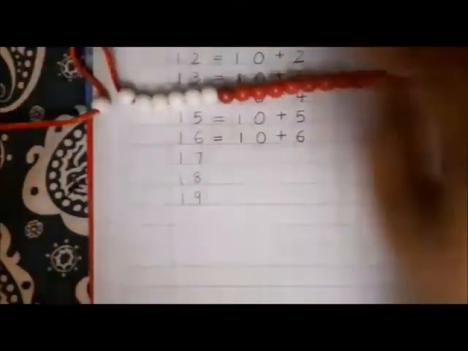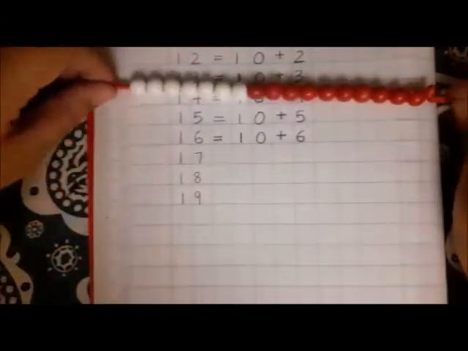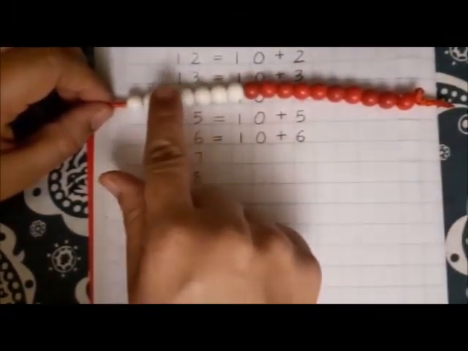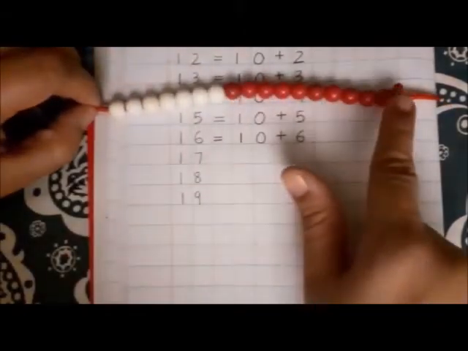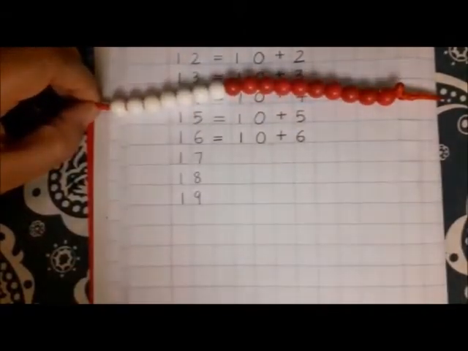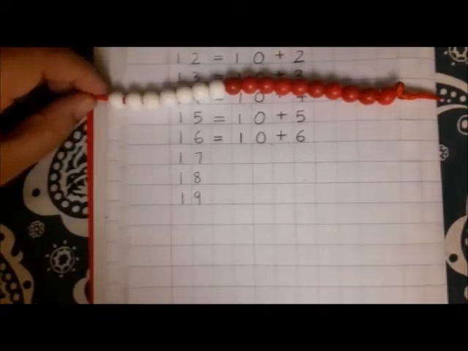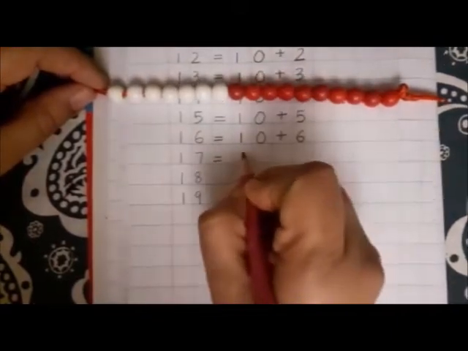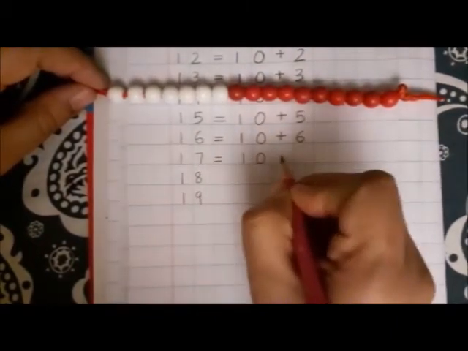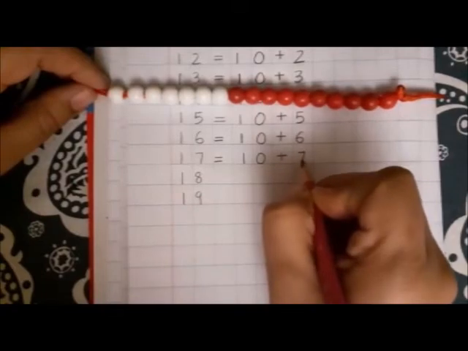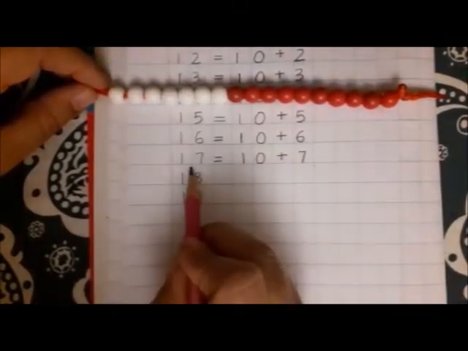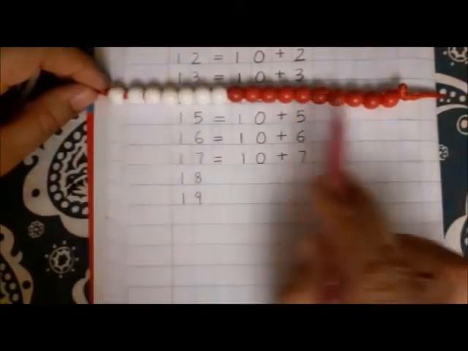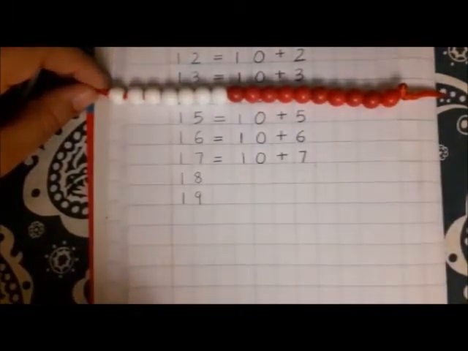Now one ten and 6 extra is number 16. One more has come in the ones house. How many are there now? 1, 2, 3, 4, 5, 6, 7. One ten and 7 ones is number 17. How was number 17 made? When there is one ten and 7 ones. 17 is one ten and 7 extra. Okay? This is number 17.